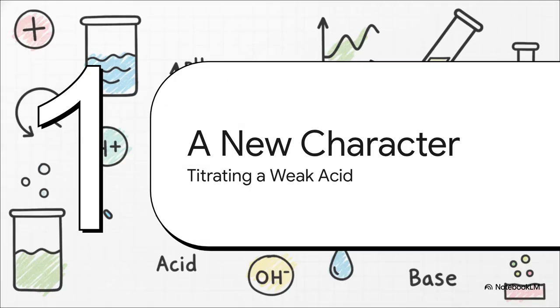Okay, that was the simple story. But what happens if we change one of our main characters? Let's get to our next tale. This time, instead of a strong acid, we're going to use a weak acid, acetic acid, the stuff in vinegar, against that same strong base. As you're about to see, this changes the plot a lot.